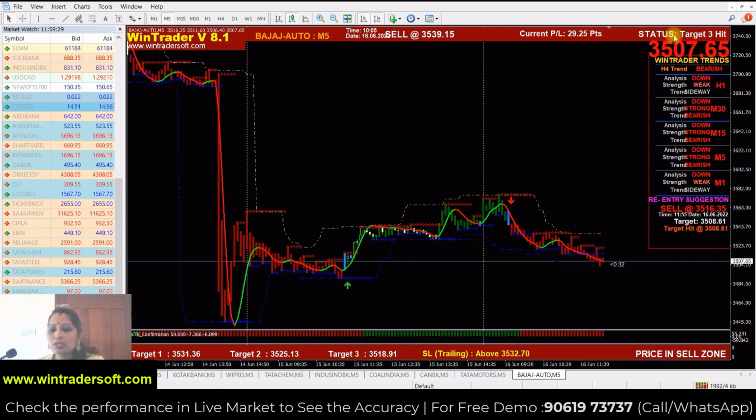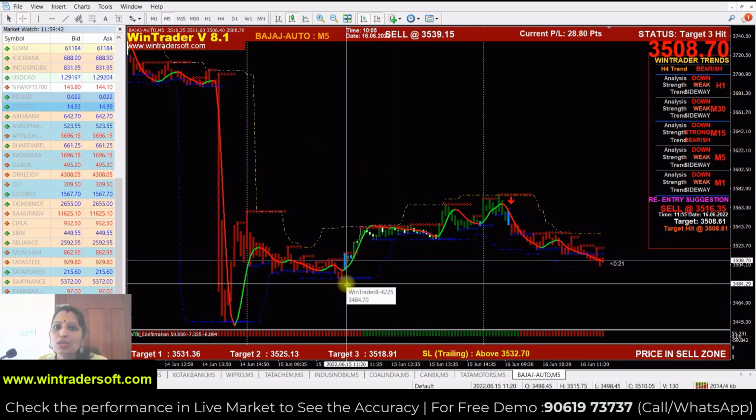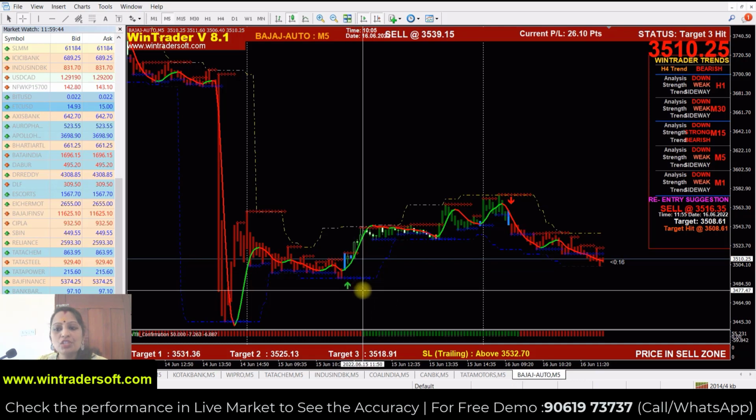So I will show you today's performance of Bajaj Auto. It's a future chart, and the current market price is 3508, and this red down arrow is a sell signal, and the green up arrow is the buy signal. So these are the automatic signals. Whenever the software generates a buy or sell signal, at the same time a pop-up message will display on your screen with a sound effect.